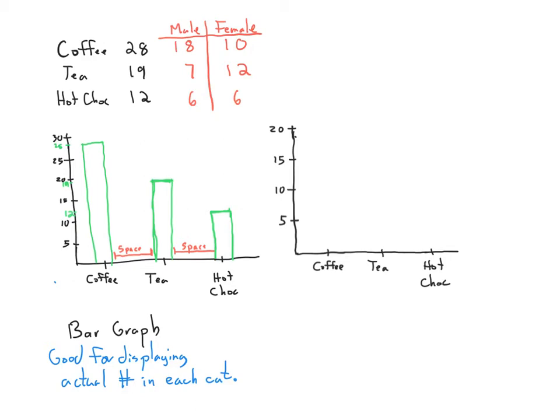Okay, so what I'm going to do is put the bars right next to each other here. And I'll put a little coding first. So maybe I'll use green bars for male and red bars for female. Let me put a little thing here. So red is female. And we'll do female first, I guess. So 10 female students like coffee. So I'm going to draw a bar. It goes up to 10.